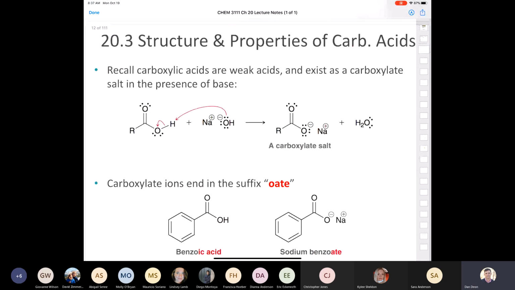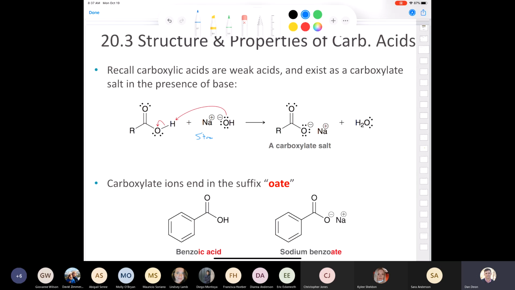In terms of the acidity of a carboxylic acid, remember that carboxylic acids are acids. They are proton donors. That is the Bronsted definition of an acid. However, they're weak acids. They're not strong acids like sulfuric acid or hydrochloric acid or nitric acid. So they exist as a carboxylate salt in the presence of a base. Right? Remember, sodium hydroxide is a very strong base.